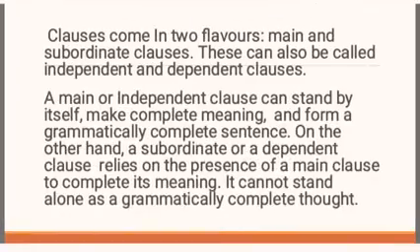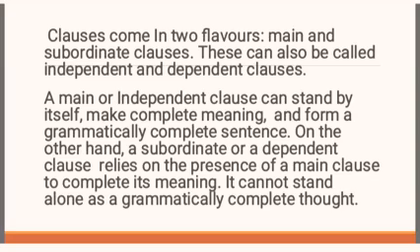Now let's look at the two types of clause. Clauses come in two flavors. You have a main clause and a subordinate clause. You can also call them an independent clause and a dependent clause. A main clause, or independent clause, can stand by itself. It can make a complete meaning and form a grammatically complete sentence. It can stand on its own.